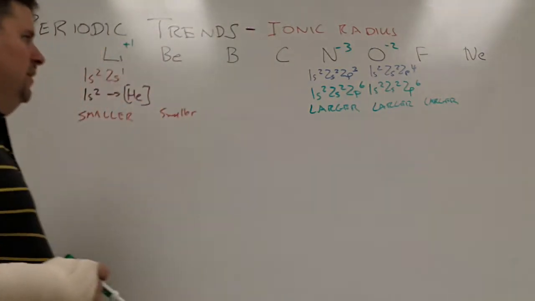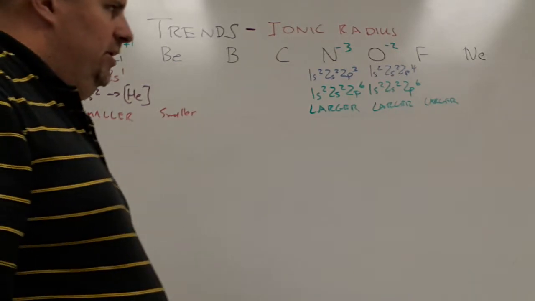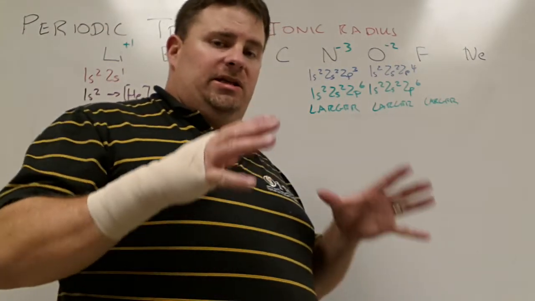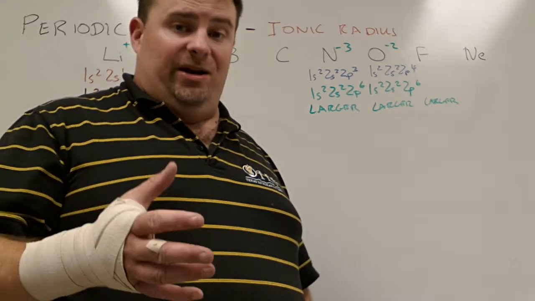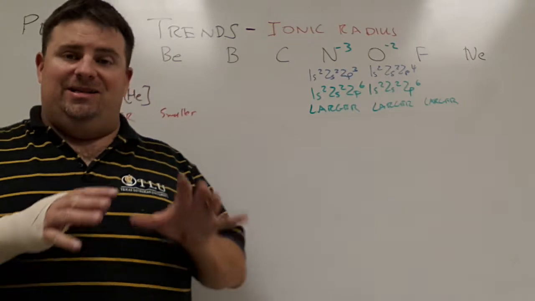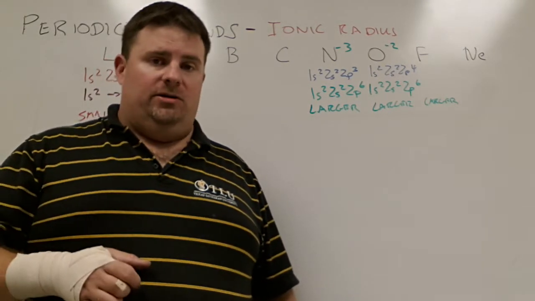Okay. So for the most part, when I lose electrons from the outer shell, I'm going to see a shrinking of my radius compared to that of my atomic radius for metals. And for nonmetals, I'm going to see an expansion of the radius compared to that of its original atom.